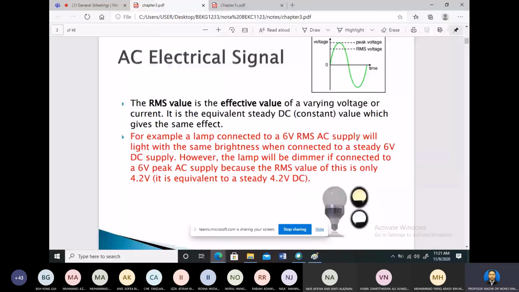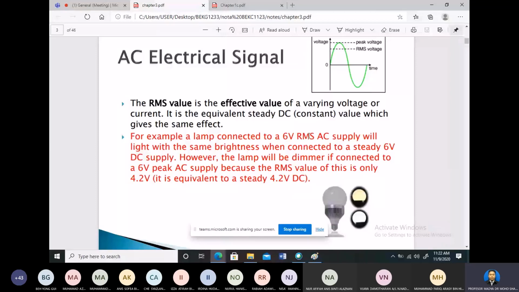So 5 volts RMS AC is equivalent to a 5 volt DC supply. But for example, if you connect to 6 volts peak, that is equivalent to 4.2, it's not the same. So the DC voltage is the same as the voltage in RMS. So 6 volts RMS is equivalent to 6 volts DC.